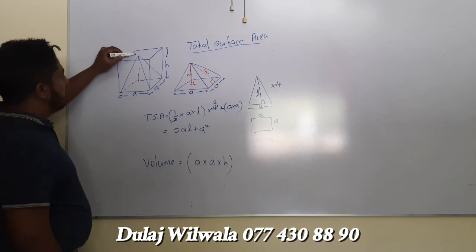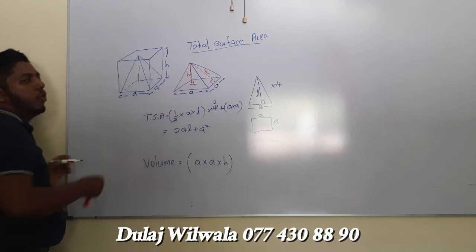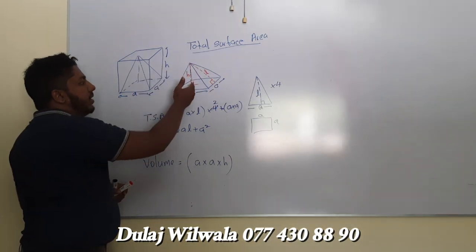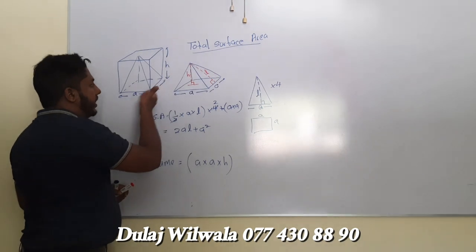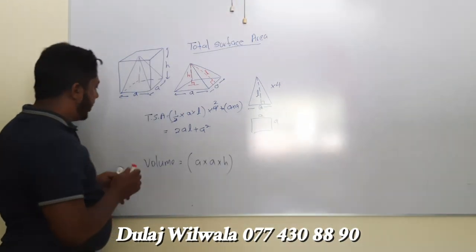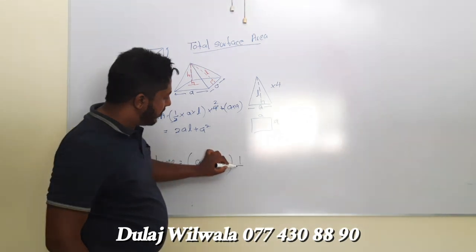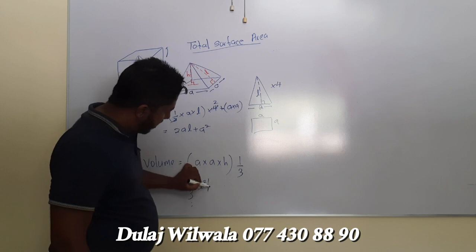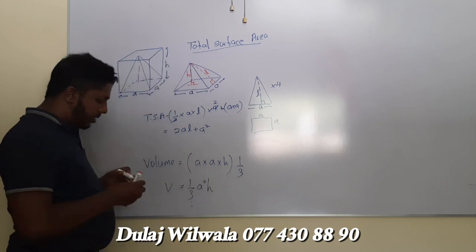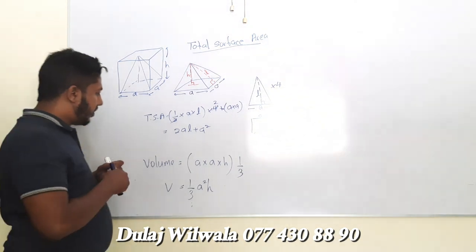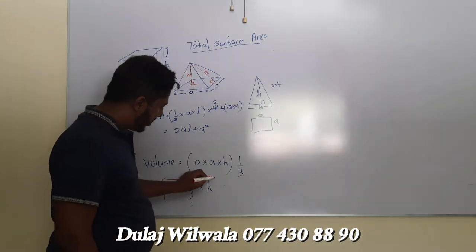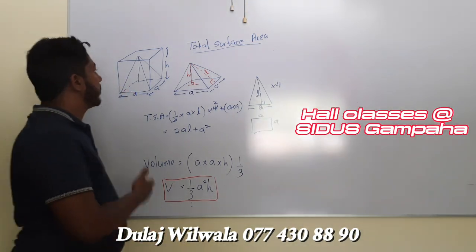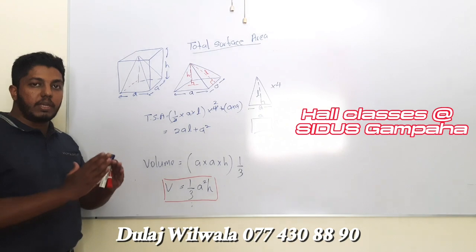Can you see? I have drawn the same pyramid inside this cuboid. I have considered a cuboid having the same dimensions, where the perpendicular height is h and the base lengths are a and a. So here the volume will be 1/3 of that. So V equals 1/3 a squared h. So this is about the pyramid.